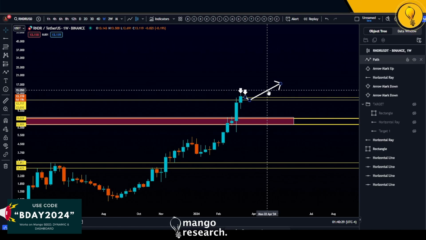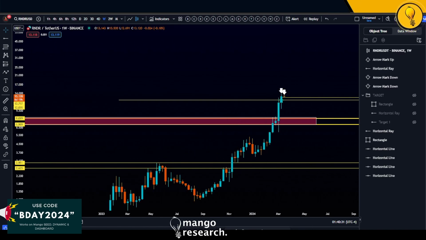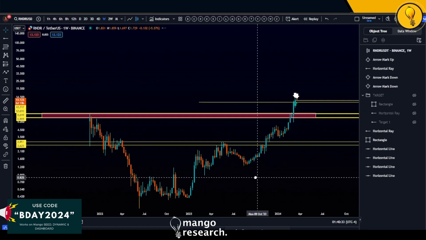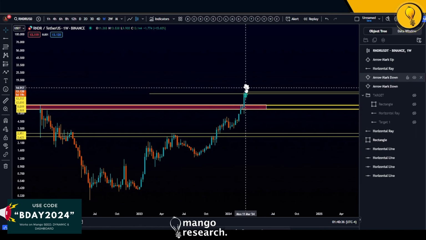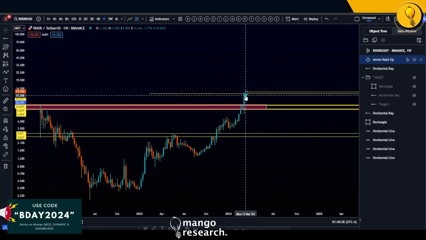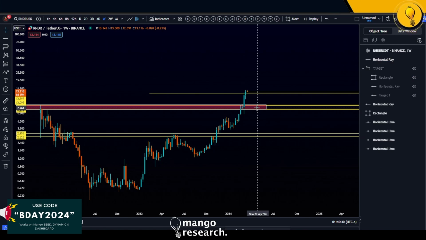Now please note that I understand that Render is in price discovery. However, when I look for targets, even when a chart has reached price discovery, I'm not just pulling it out of thin air. I have a system that I've been building for years to help me with these targets. I use volume, I'm looking at price action, I'm looking at price momentum to come up with these targets.